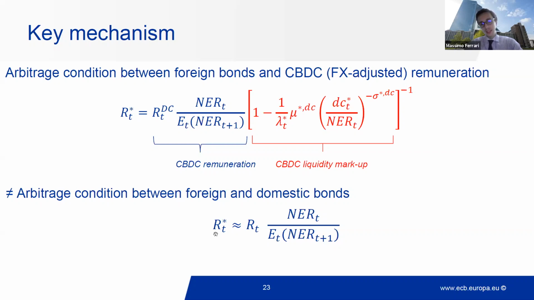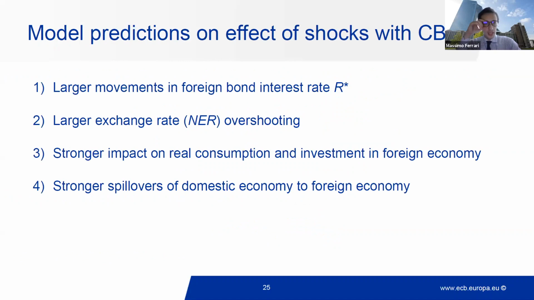And this leads to some ideas on how the model should behave that are the following. First, for the same expected appreciation, expected movement on the exchange rate, you should expect a stronger reaction of R star, the interest rate on the foreign economy, when the CBDC is in. And you should also somehow expect a stronger overshooting today, because the domestic interest rate R, which moves generally in a standard cross-country bond holding condition, does not move in the CBDC bond holding condition because it's fixed. If you take one and two together, then of course you should expect stronger impact on the real economy, probably through investment and consumption, and hence the spillover should be overall stronger.